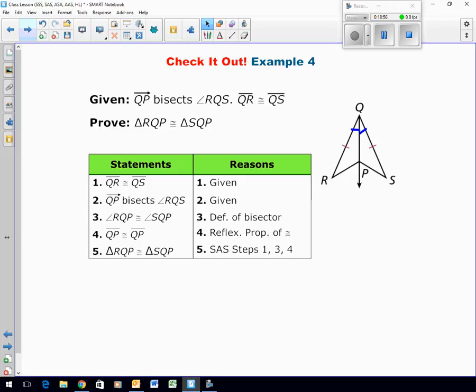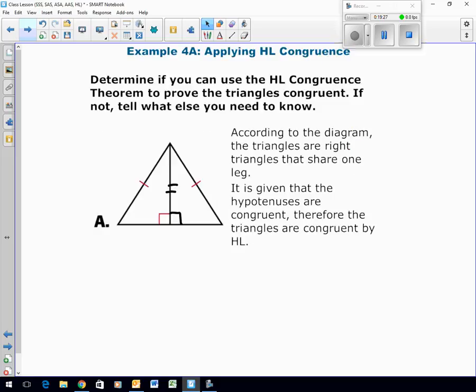Now, through another property, the reflexive property, I can conclude that QP is the same in both of those triangles. So which theorem would I use here? Side, angle, side. Side, angle, side. Okay? Any questions on that? That's what we want to be able to get to. That's what we want to be able to do as we're doing these theorems. Okay?